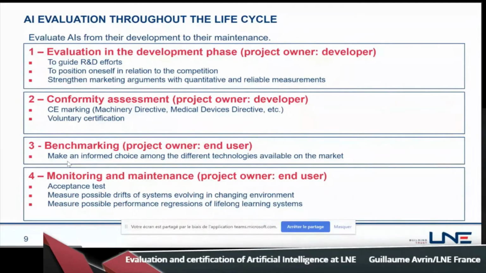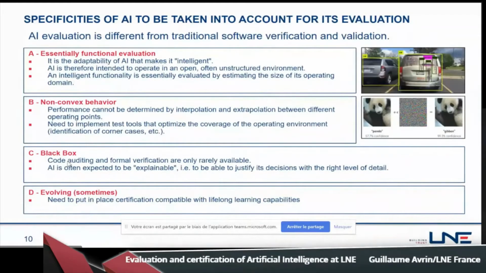And evaluating an AI system is not exactly like evaluating any kind of software, because basically an AI system is called intelligent because it has adaptability skills. It's able to adapt to its environment that can be changing, that is open, that is sometimes unstructured. So when you want to evaluate an artificial intelligence system, what you need to do is to evaluate the size of the operating environment of this AI system, to be able to say, okay, in these conditions, the artificial intelligence system works, and in these conditions, it does not work. So it's one very important thing.